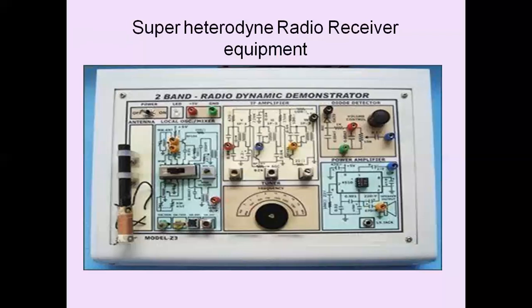So it is shown in the form of components here. We have the antenna, local oscillator, mixer, RF amplifier, then the IF amplifier, and then the detector circuit, and we have the audio amplifier, power amplifier, and loudspeaker. So the different blocks are shown in the form of circuit components in this diagram.